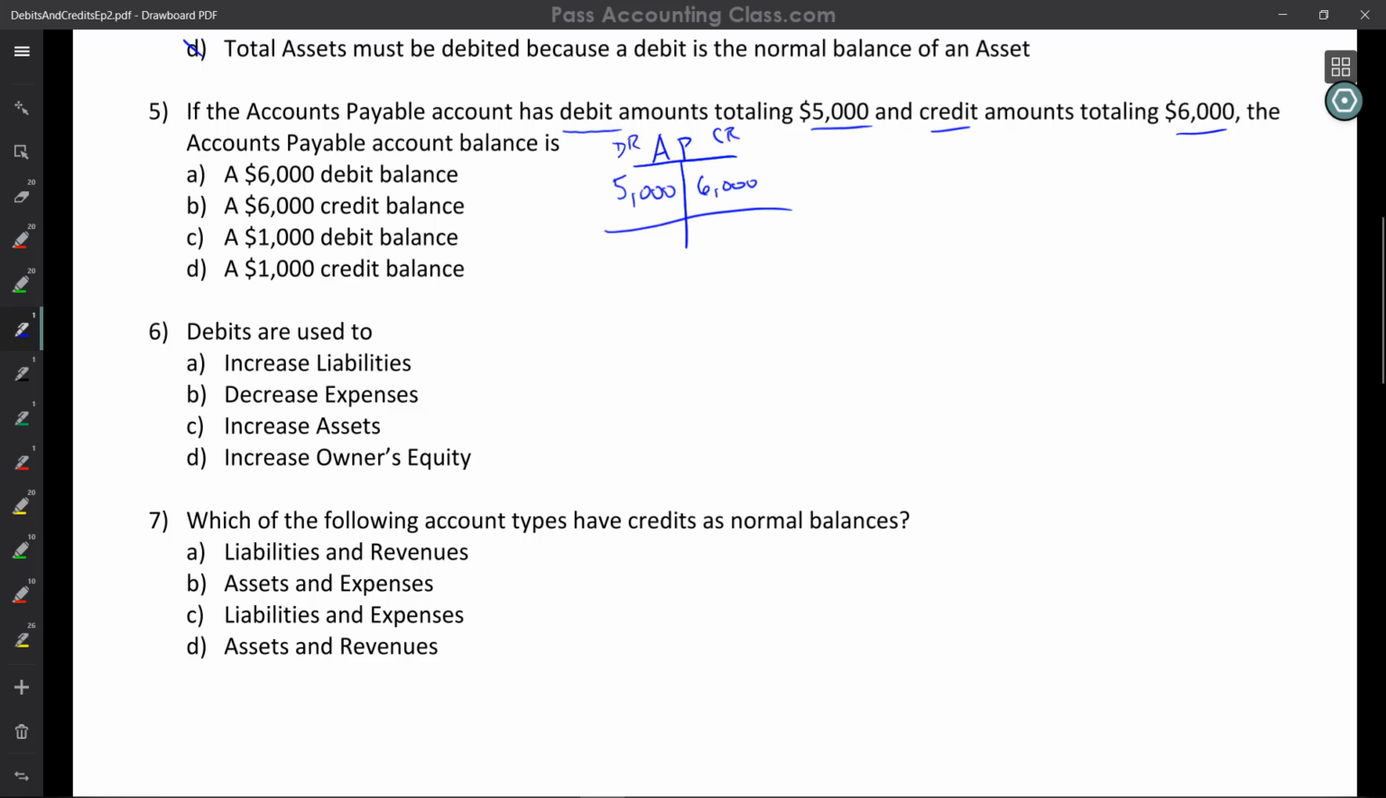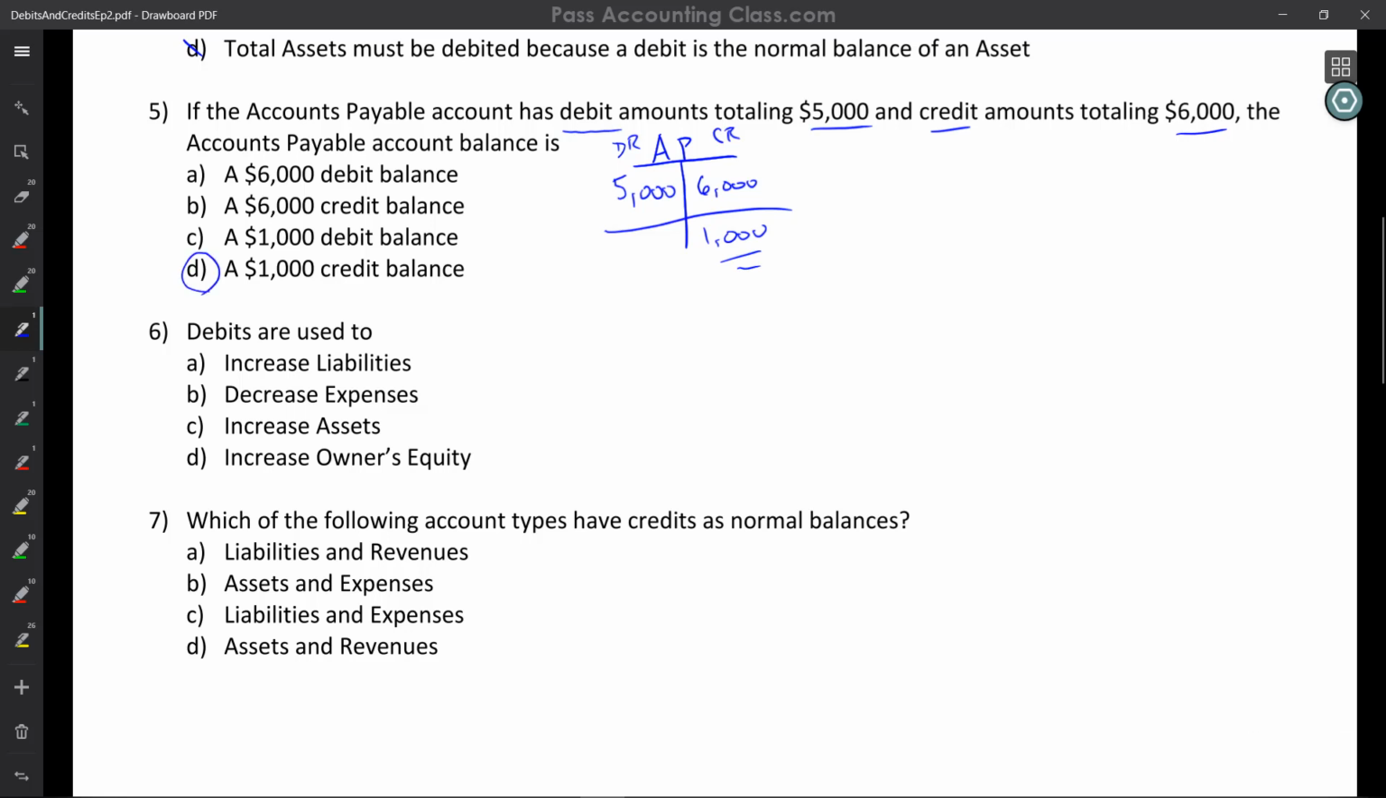So what we do then is we reduce our credits by our debits. And when we do that, it's going to be the $6,000 reduced by the $5,000 in debits. And that's going to leave us with $1,000 in our credit column. So the answer then is going to be D.